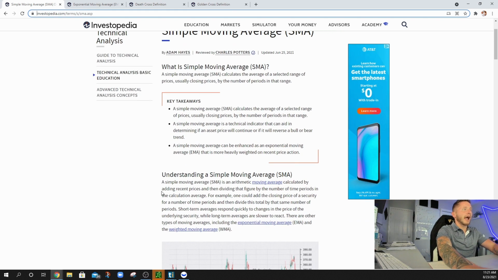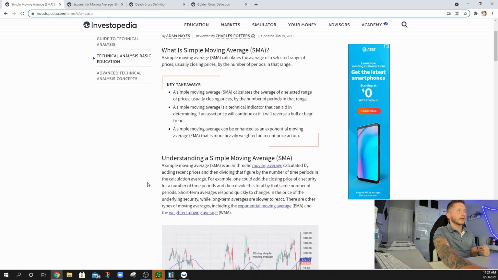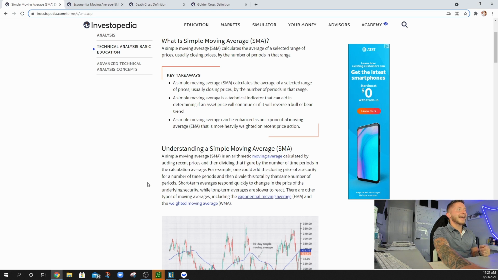A simple moving average calculates the average of a selected range of prices, normally the closing prices, by the number of periods in that range. It is a technical indicator that can aid in determining if an asset price will continue or reverse and form a bull or bear trend. A simple moving average can be enhanced as an exponential moving average that is more heavily weighted on recent price action. So a 200 SMA and a 200 EMA are still 200 period moving averages, but they're going to be plotted differently on the chart based on how they're formulated.